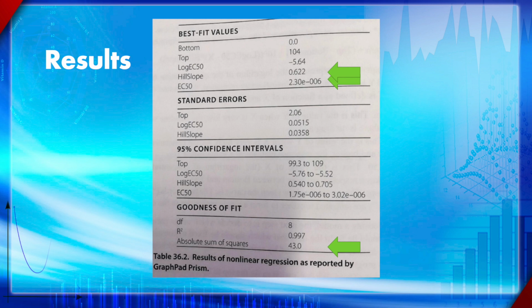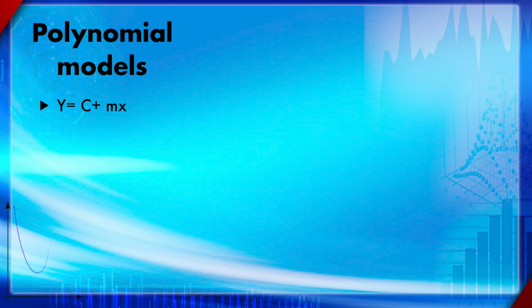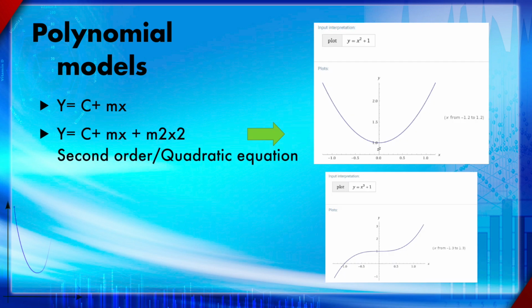A non-linear regression model could be anything. One of the simplest models, which I told you, is a linear equation. The next simplest model is the polynomial model. Polynomial equations are also mathematically very simple. y equals c plus mx is a linear equation, while y equals c plus mx plus m2x squared is basically the second-order or quadratic equation, which is the simplest polynomial equation, and it will produce this kind of parabolic output.